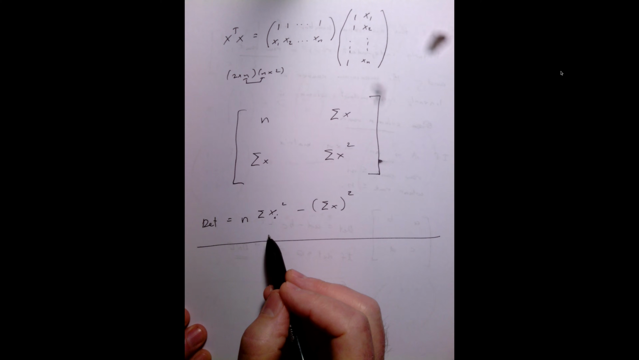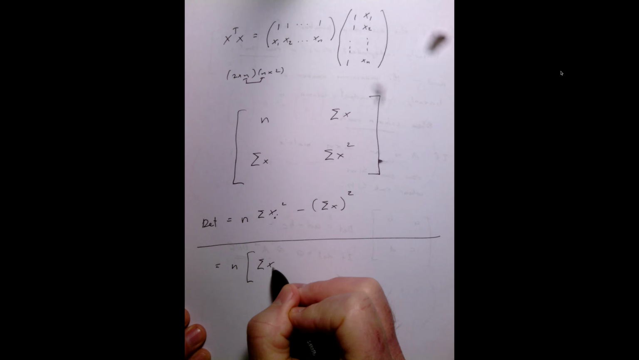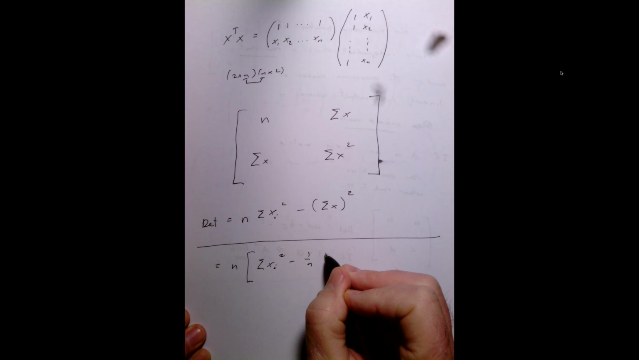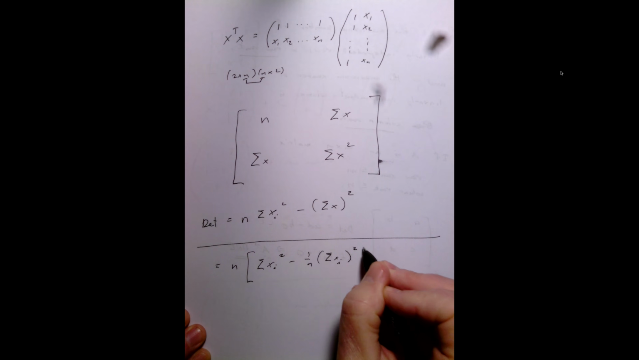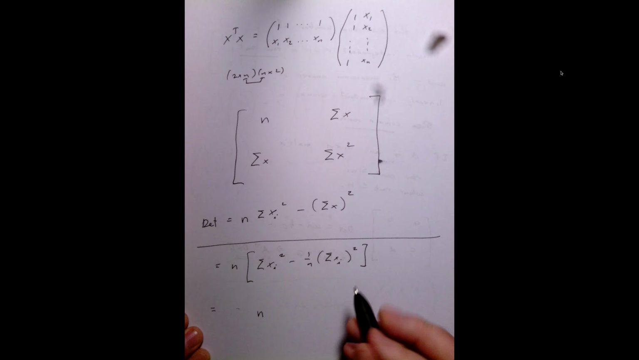We can build up on this just a little bit. If I factor out the n, I have the sum of the x sub i squared minus 1 over n times the sum of the x sub i's quantity squared. Now this will collapse to, or simplify to, n times the sum of the deviations squared for x. Kind of cool stuff. It shows up a lot, this sum of the deviations for x squared.